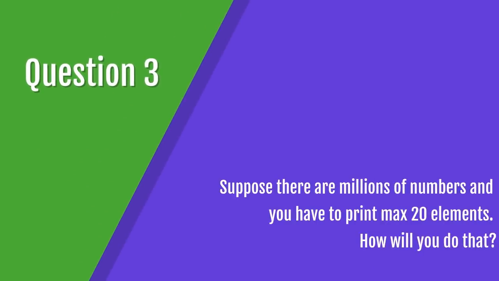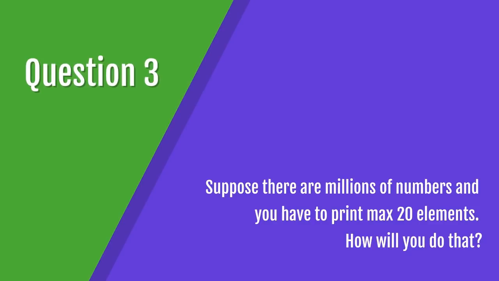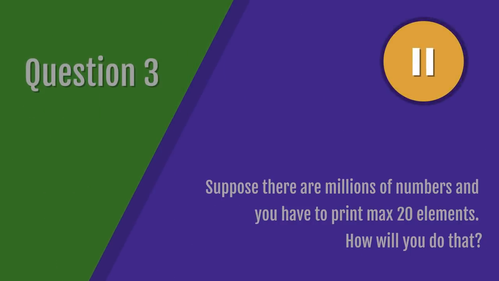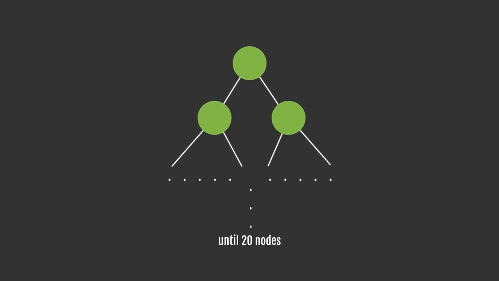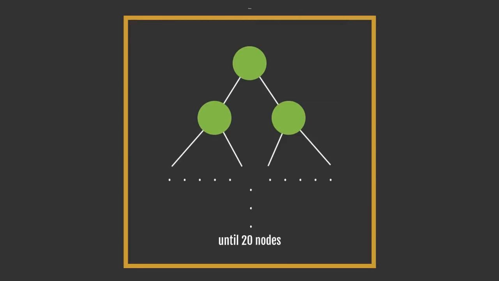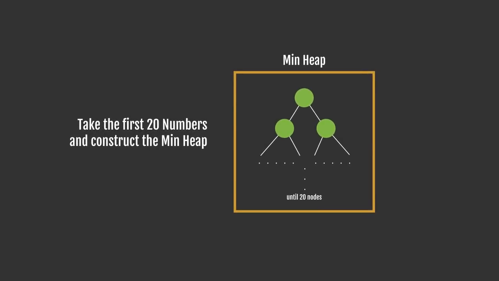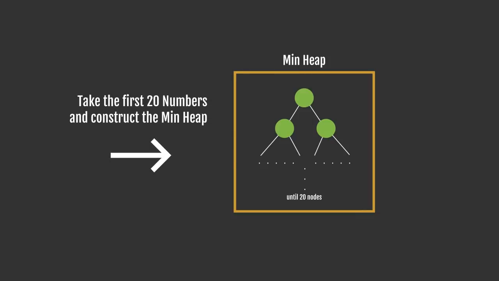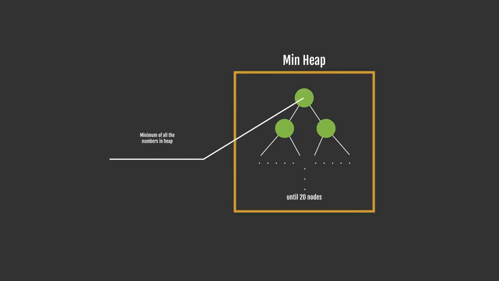Question 3. Suppose there are millions of numbers, and you have to print the maximum 20 of all. How will you do that? We will use a min heap to store the largest 20 numbers. Take the first 20 numbers and construct the min heap. Now, since this is a min heap, the root will always contain the minimum of all numbers in it. So, we will use this property to our advantage.